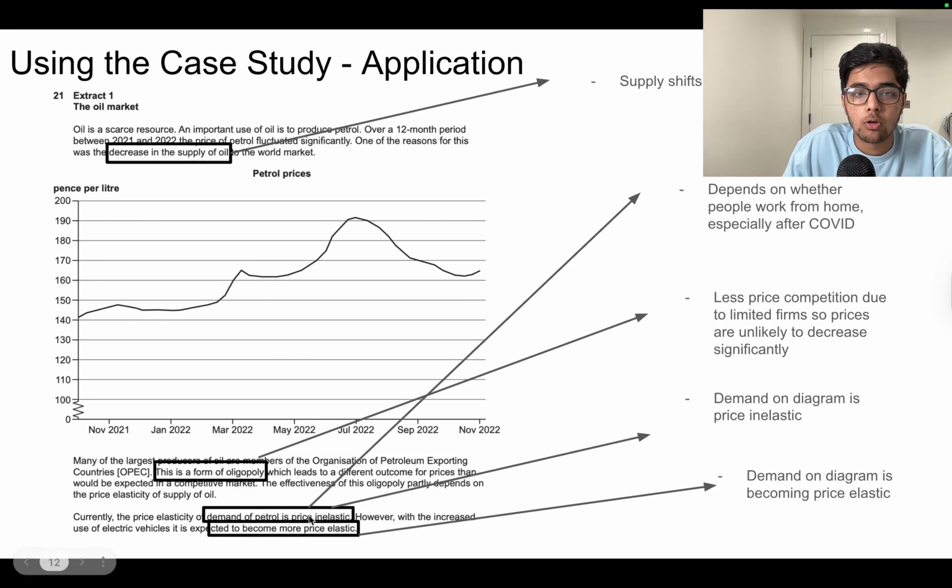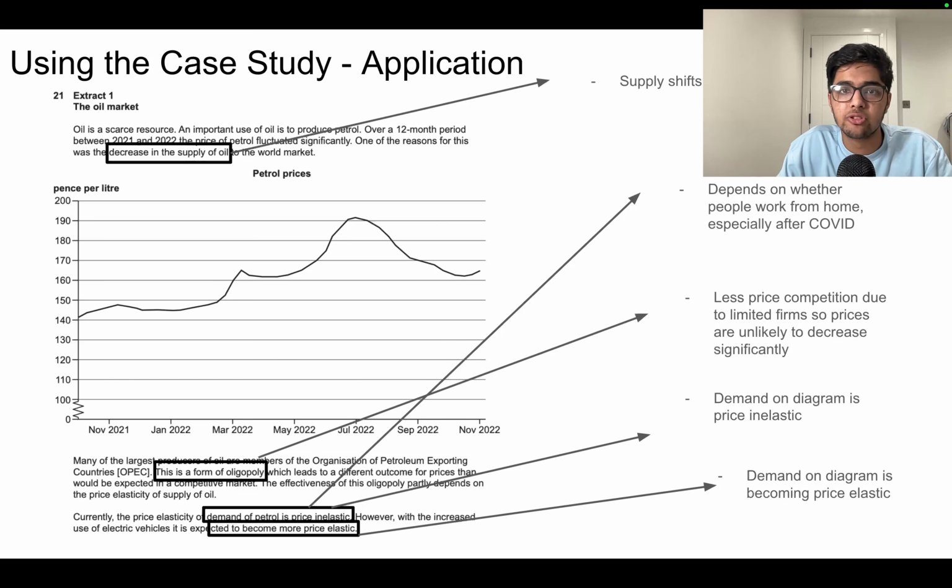The demand of petrol is price inelastic. You can say it depends on whether people work from home, especially after COVID, and it's expected to become more price elastic. So the demand on the diagram is becoming price elastic. Especially when you have a graph, these types of questions are very easy because you can simply quote statistics when answering the question and say, as seen in the case study, 140 pence per litre before November 2021, but this changed to July 2022.